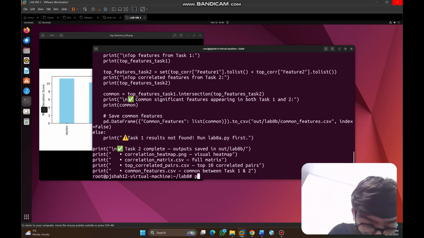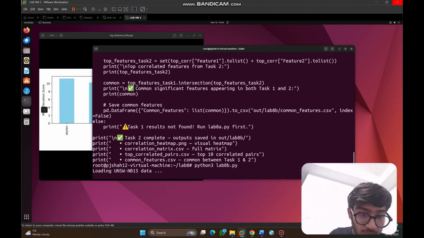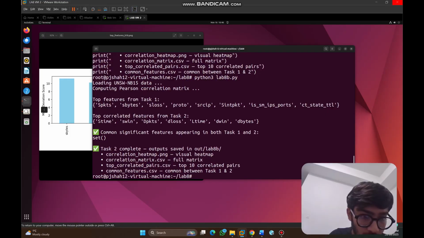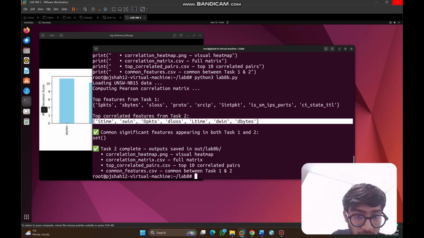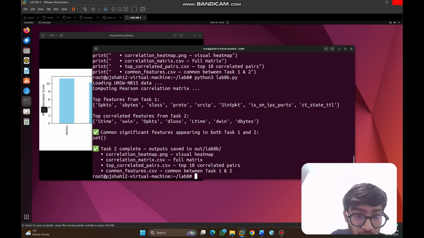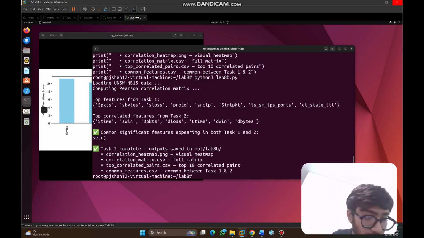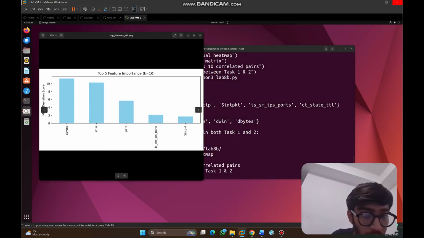So let's start running this. python3 lab8b.py. It's gonna take some time. Yeah, as you can see over here, these are the top 10 features for Task 1, and these are the top features for Task 2. And as you can see, there are no common significant features found in both Task 1 and Task 2.